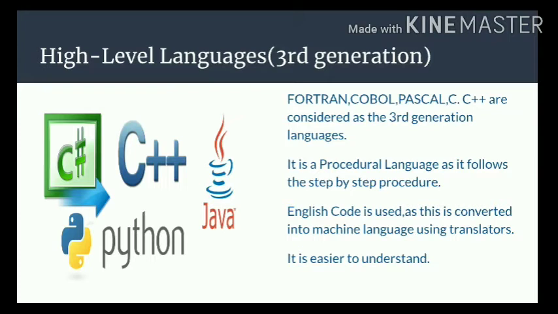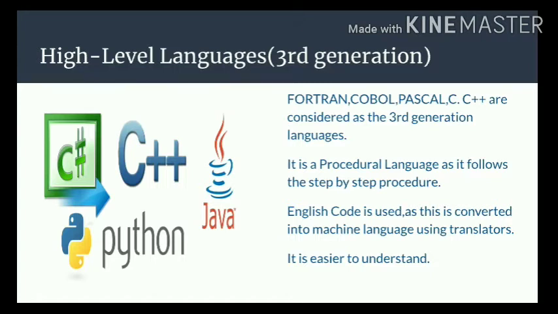considered third generation languages, as they are procedural languages in which we have to follow a step by step procedure, and we are not using any abbreviations or machine code to enter the data. We use English code, which is converted into machine language using translators so that it is easy for the computer to understand. So translators and compilers are used to convert the data into machine languages, and it is also closer to human language and easier for humans to understand.